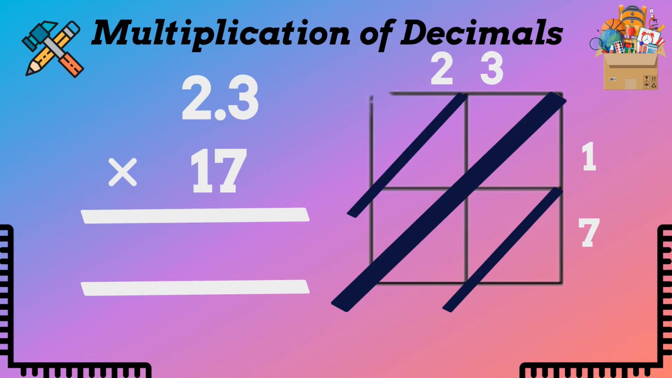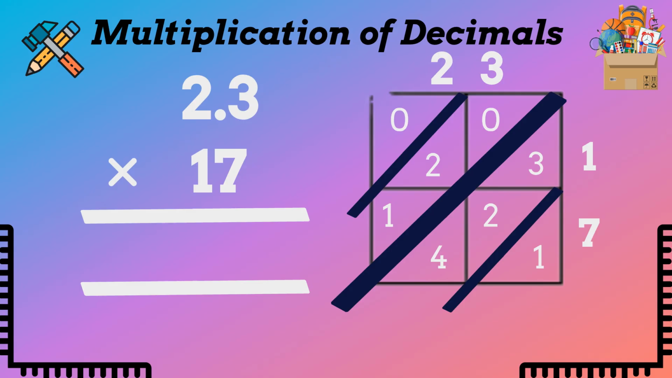Remember, ones goes below and tens goes above, and if there are no tens, we just place a 0. So 1 times 3 is 3, there are 0 tens. 1 times 2 is 2, there are 0 tens. We will now move down to our second row. 7 times 3 is 21. There are 2 tens and 1 ones. 7 times 2 is 14. So we have 1 tens and 4 ones.